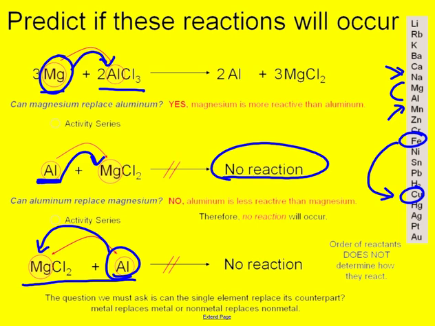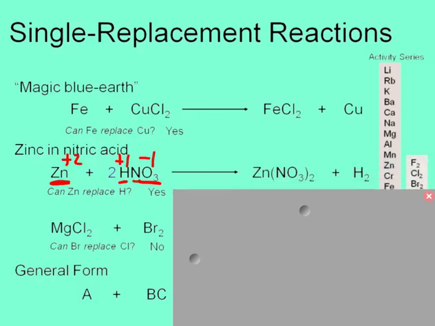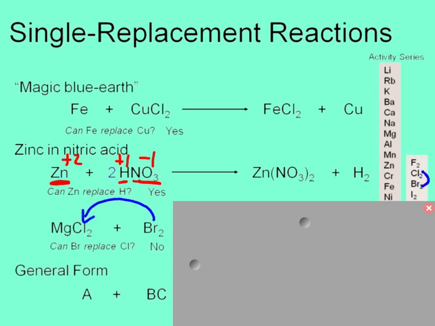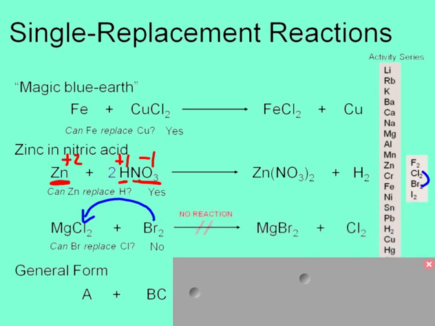I'm going to go back again and look it up and find that zinc is up here and hydrogen, I obscured it a little bit there, is right here. Can zinc replace hydrogen? Yes, it most certainly can. So we'll get zinc nitrate and hydrogen gas. Next up, we've got a halogen one. Magnesium chloride and bromine. Alright, so can the bromine replace the chlorine? No, it can't. Bromine is less active than chlorine, just barely, but this is a no reaction.